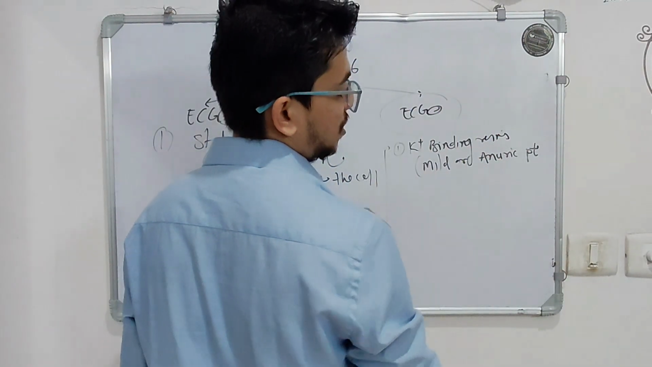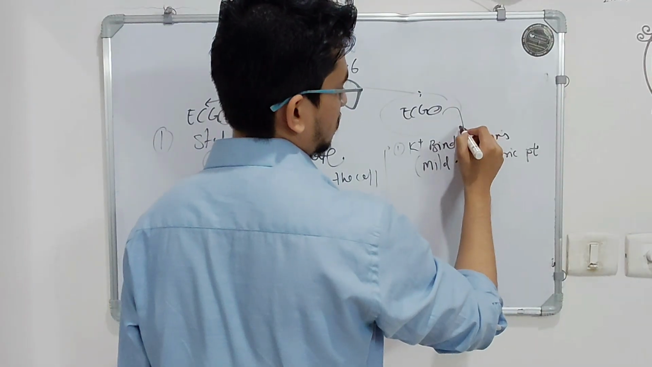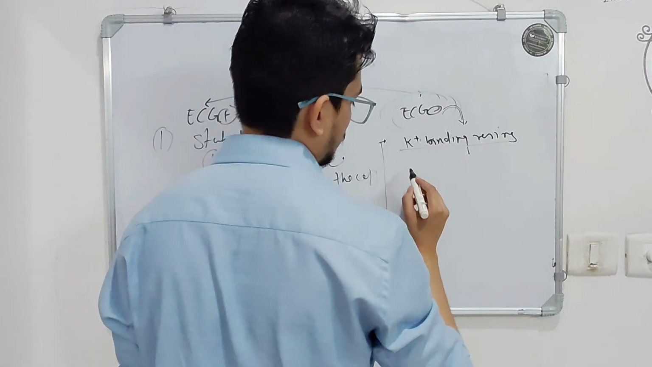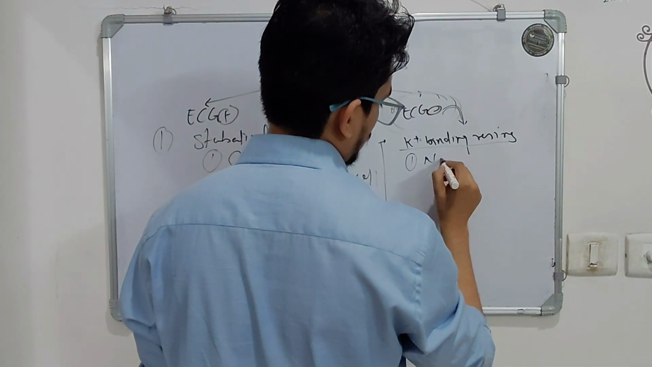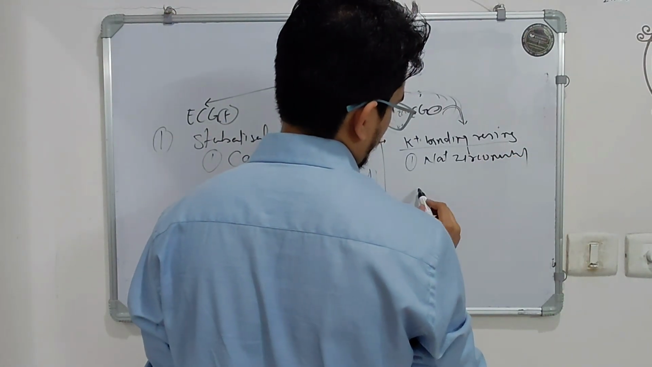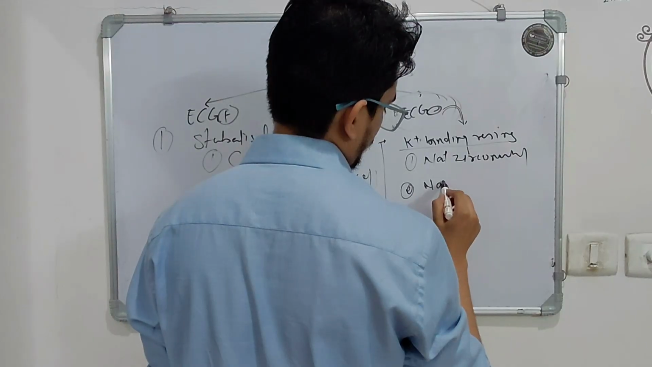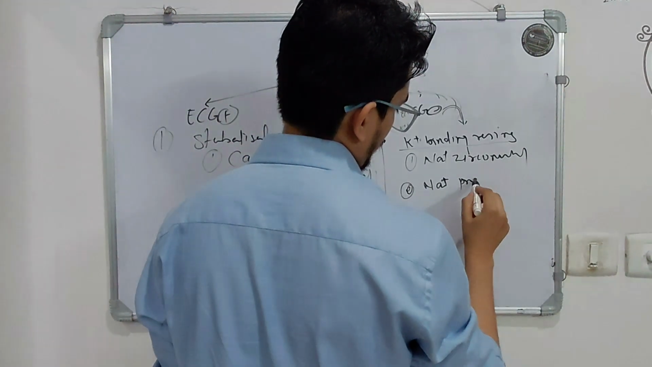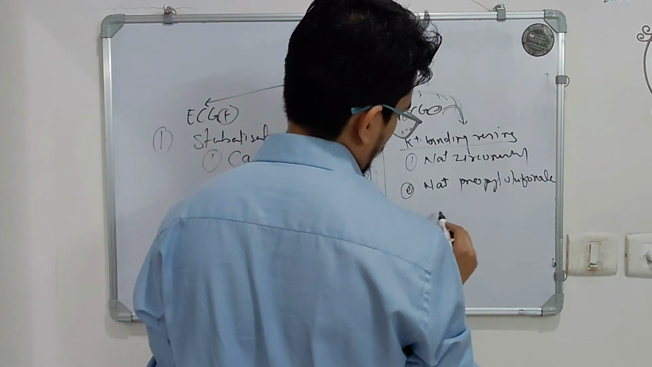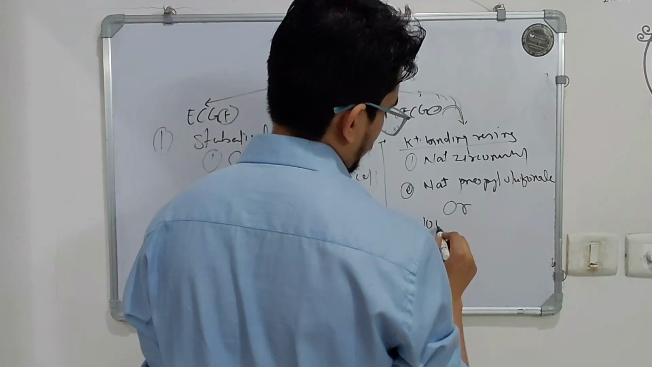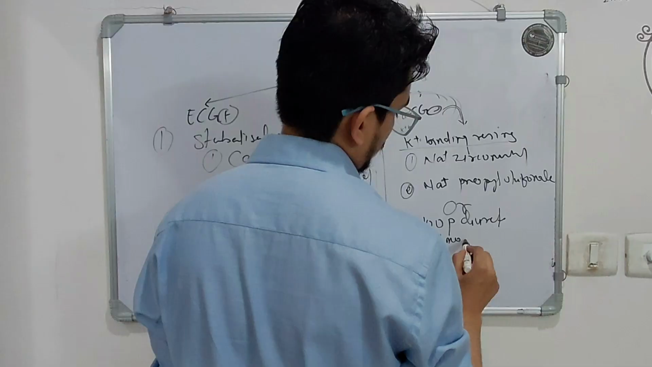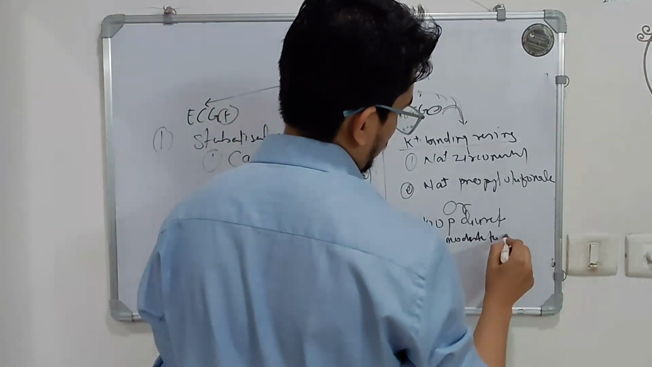If ECG changes are not there, you can follow this: excretion of potassium. Potassium binding resins, examples are sodium zirconium, next, sodium polystyrene sulfonate. Or you can use loop diuretics for moderate to severe hyperkalemia.